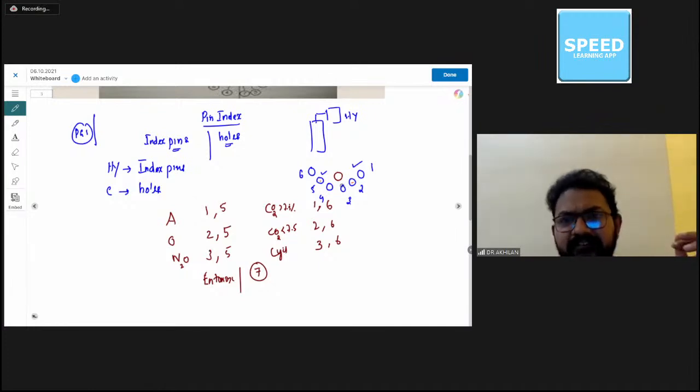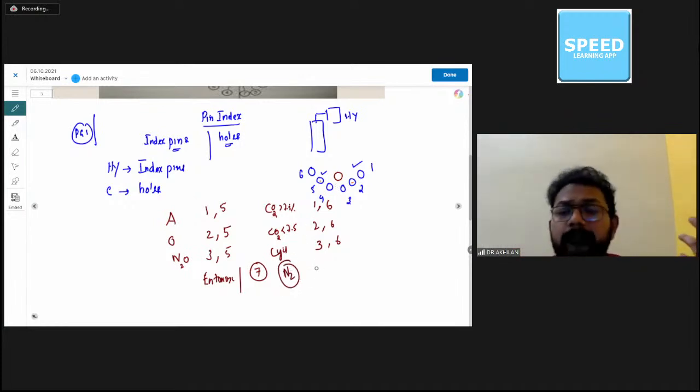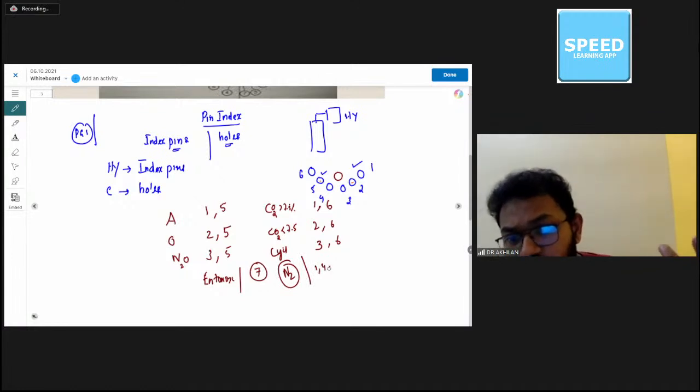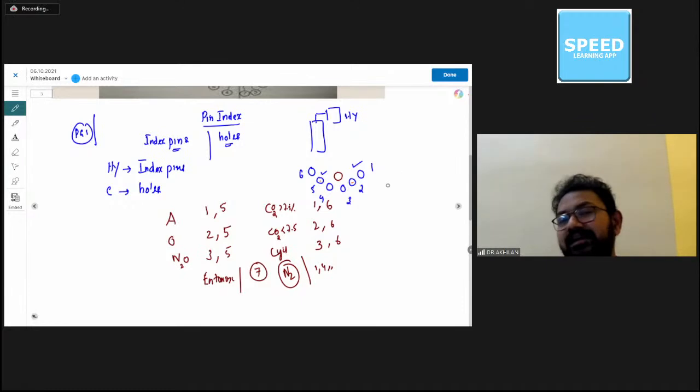Any other gas of relevance, question relevance? There is a gas which is called nitrogen, not commonly used, but nitrogen has got a pin index of 1,4. You can remember that as well. Now, if you look at the recent INICET pattern, they always are asking the things which are commonly present in the operation theater, and nitrogen is not usually used in the operation theater. So these are the gases which are commonly used.